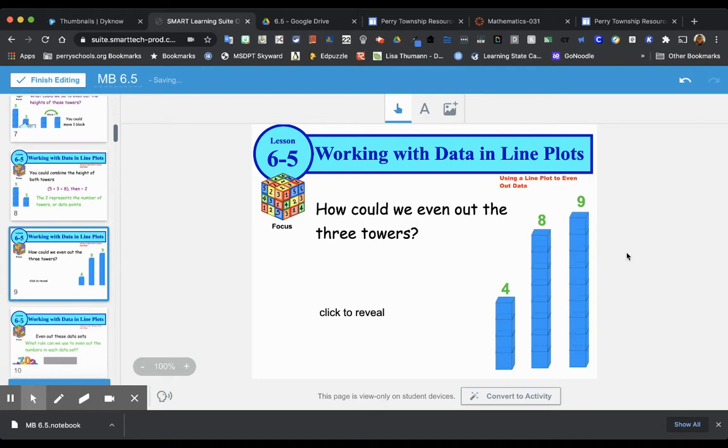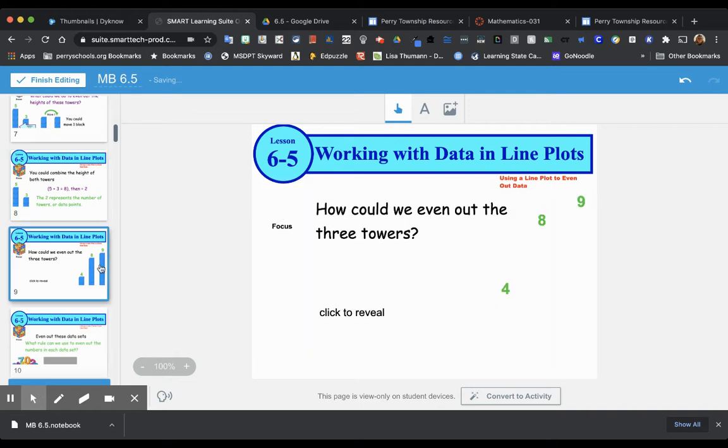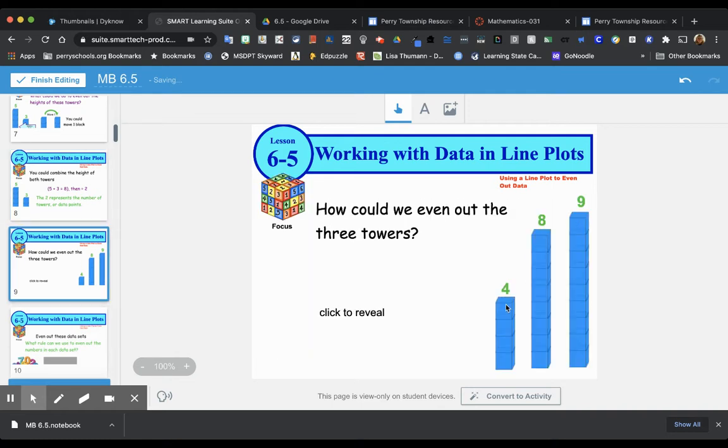So if we have this data, these 3 towers, we've got a 9, 8, and 4. We've got 3 pieces of data here. We want to even it out. We want to find the typical height of towers, or find the average height. What do you think we would do for this? If in the last one we added the 2, would we add the 3 heights together? Maybe take 9 plus 8 plus 4, and then what would we divide it by?